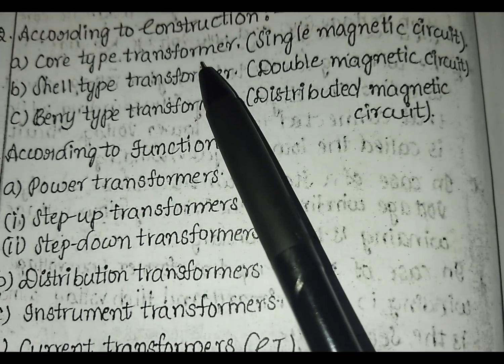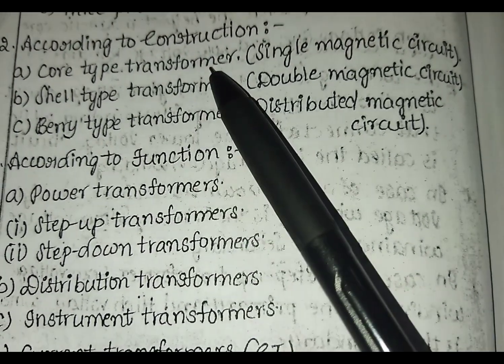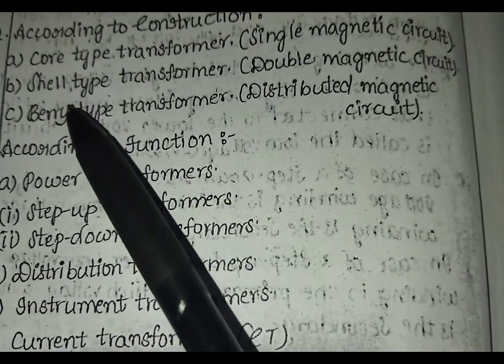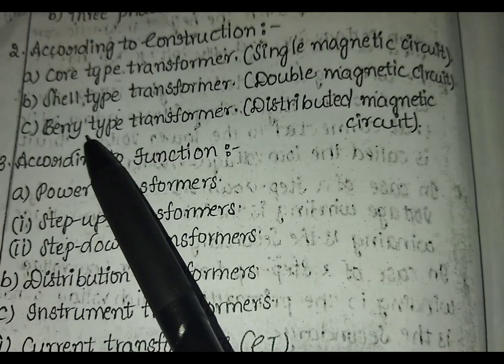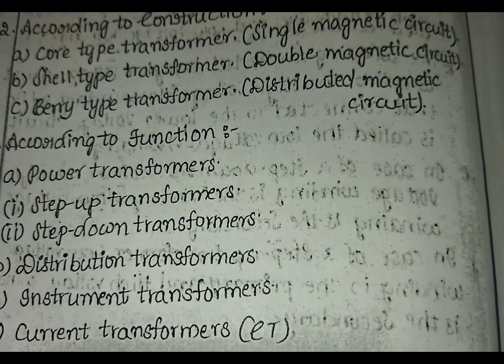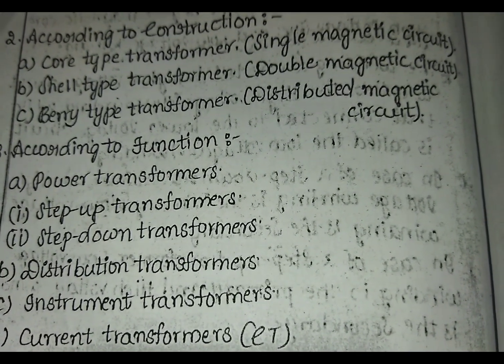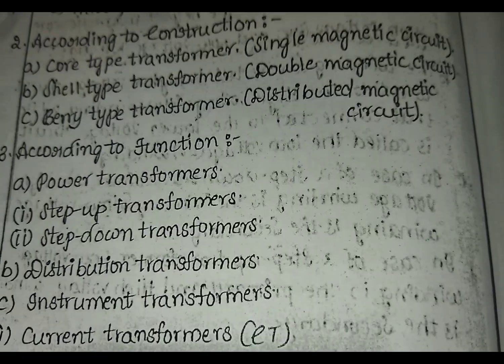Core type transformer, we use a single magnetic circuit. Shell type transformer, here we use double magnetic circuits. For berry type transformer, we use a distributed magnetic circuit.